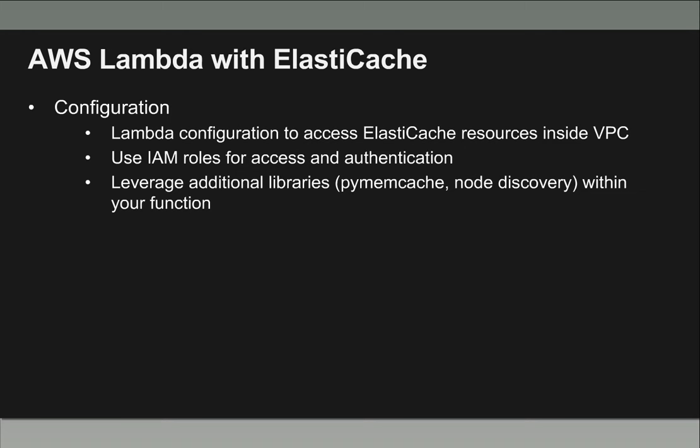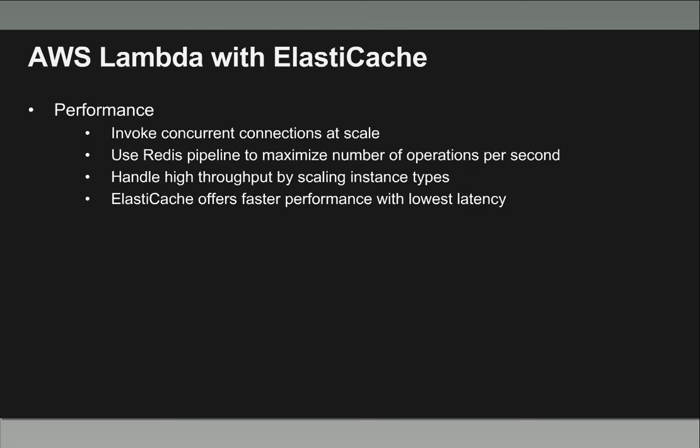In addition, you can also leverage additional libraries like PyMemcache and Node Discovery, so that they can be used within your client application in order to talk to your ElastiCache resources from a Lambda function. From a performance perspective, since ElastiCache can handle concurrent connections at scale because it supports tens of thousands and millions of connections from your Lambda to ElastiCache, it provides a high performance data store for your Lambda functions.